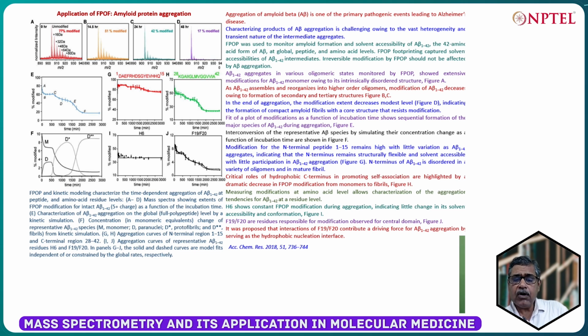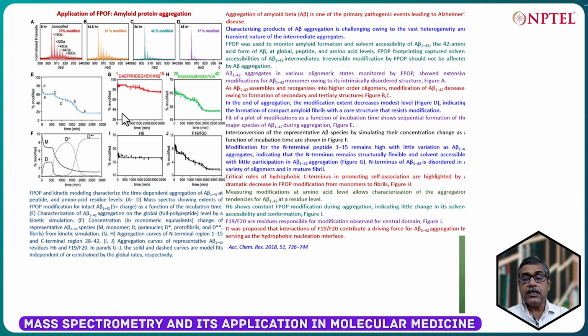Now, modification of N-terminal peptide 1 to 15 residue remains high with a little variation as A beta 42 aggregates. So, literally there is no change. If we look at figure G, in the N-terminal part, there is basically no change in terms of percentage of modification across time, which is why it is stated here that the modification of N-terminal peptide 1 to 15 remains high with a little variation in A beta 42 aggregates.